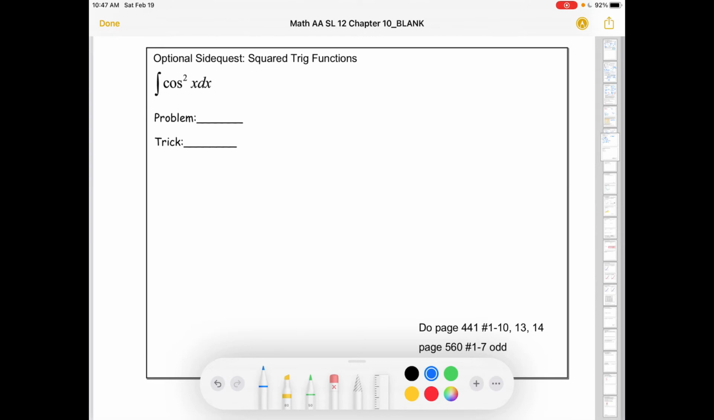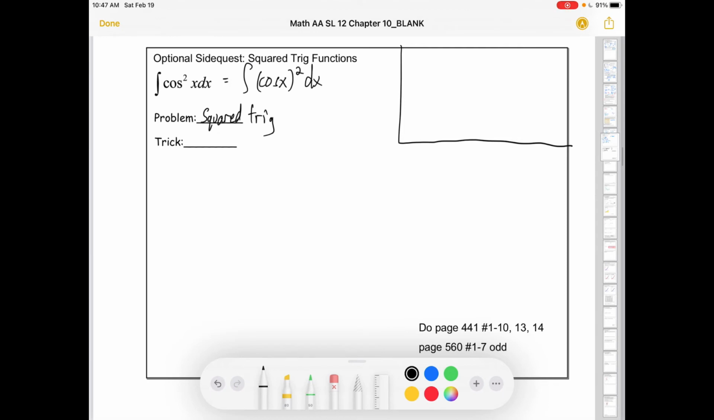That brings us to what I'm going to call an optional side quest. I'm not sure that you'd actually run into a whole lot of this in the IB course. But if you have a squared trig function like this, so the problem is squared trig, that means that this is cosine of x all squared.